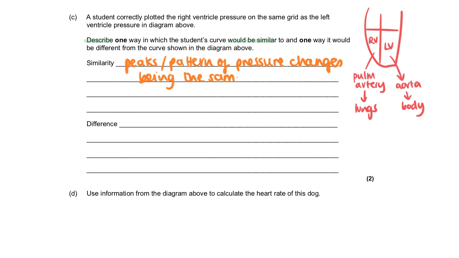And we know this because the impulse starts at the sinoatrial node, crosses the atria to form atrial systole, stops at the AV node, down the bundle of His, and causes contraction of the left and right ventricles at the same time. This forces blood out of the pulmonary artery and the aorta at once. Okay, that's really, really important.